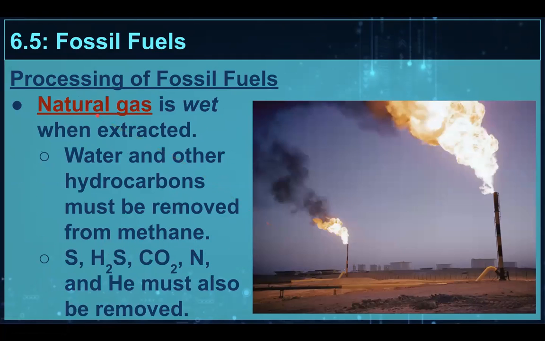Okay, natural gas is considered wet when it's extracted because there's water and other hydrocarbons in the natural gas. A lot of those things are going to get removed so that we have as much methane as possible in the natural gas. So things like sulfur, hydrogen sulfide, carbon dioxide, nitrogen, and even helium have to be removed.